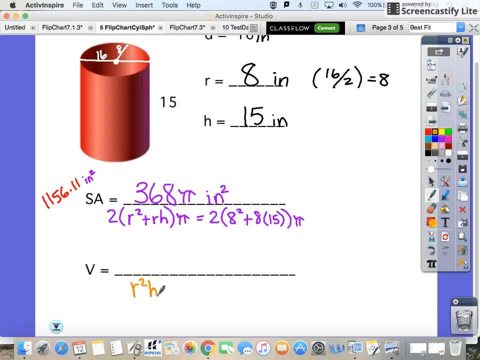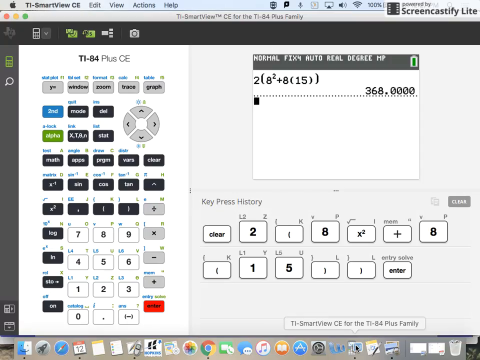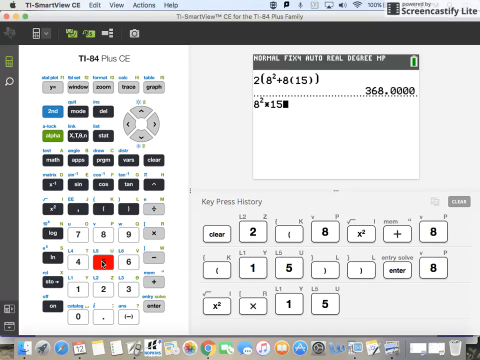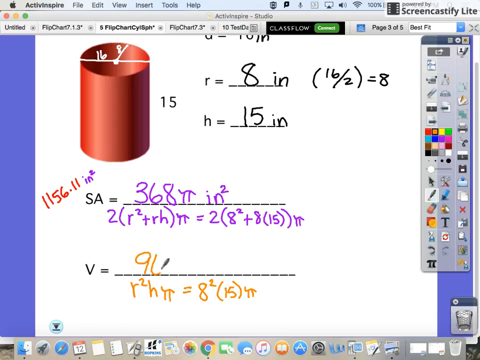All right, and then the volume formula is r squared times h times pi. That's what I asked you to rewrite. So r squared, r is 8, times the height, which is 15, and then a pi on the end. So we're going to go 8 squared times 15, hit enter, and we get 960 pi, and this is inches cubed because it's volume. Now that number is about 3,015.93 cubic inches. That means you could fit about 3,000 cubic inches of soup or pop into that cylinder. It's a pretty big cylinder.